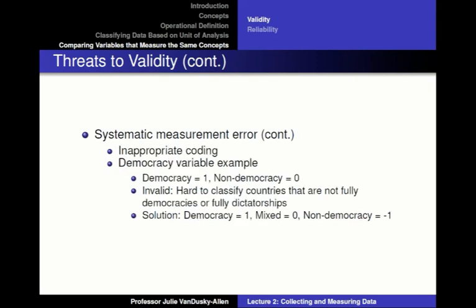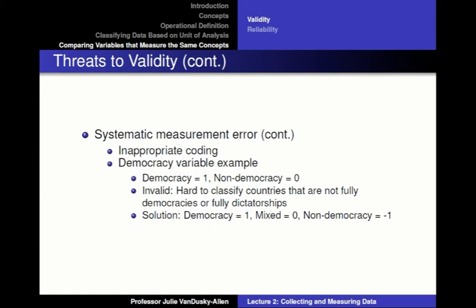The way we code our variable could also lead to systematic measurement error. Recall that we coded non-democracies as 0 and democracies as 1 in our democracy example. It is easy to classify countries that are purely democracies and purely non-democracies. But there are several countries throughout the world that are not clearly democratic or non-democratic. Russia is a perfect example. There are elections in Russia, but the leaders are rarely held accountable for their actions. Should Russia be classified as a democracy or not? It is a tough question.